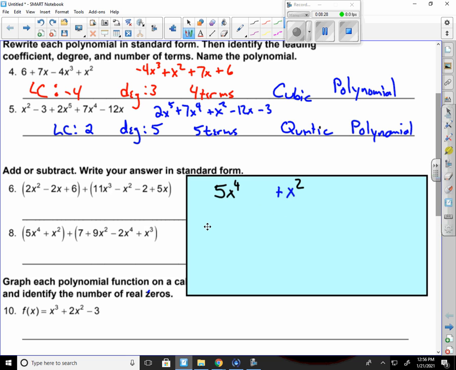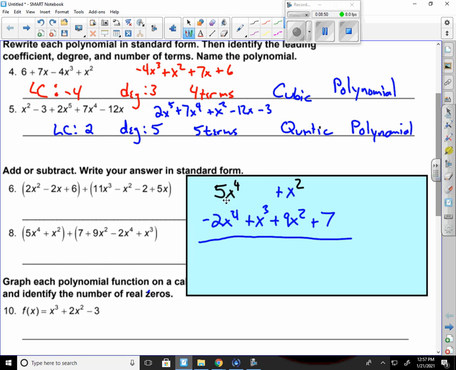Move on to the second part of this and put it in standard form. I have minus 2x to the fourth first plus x to the third plus 9x squared plus 7. You see how leaving the gap really helps me?